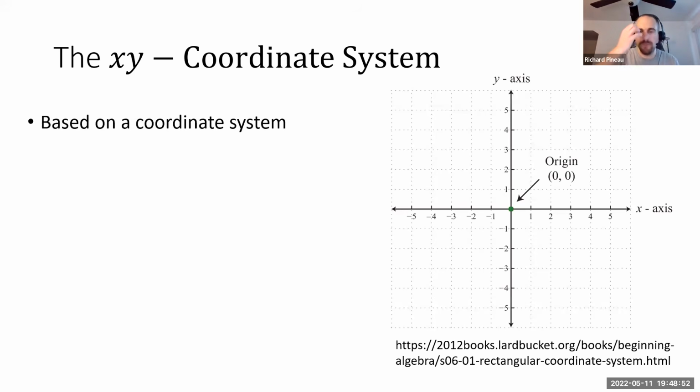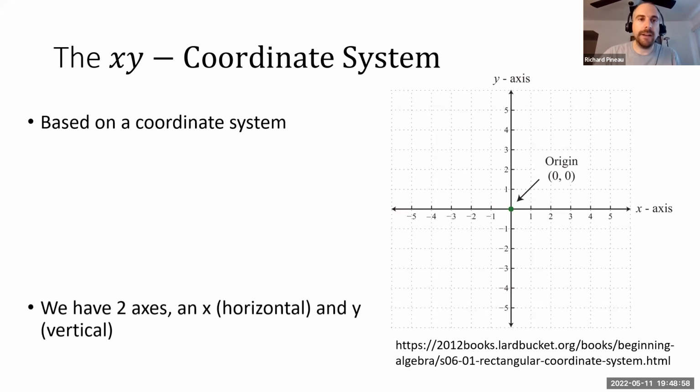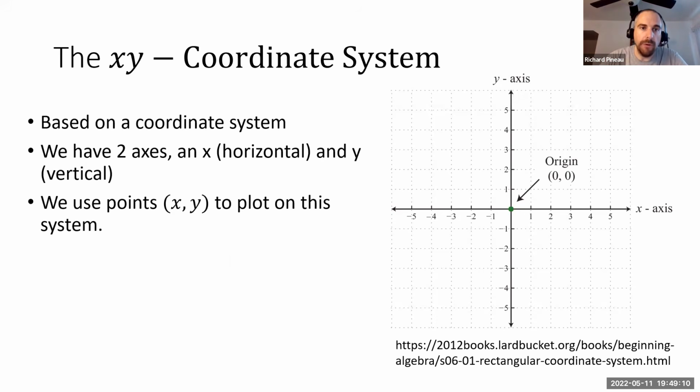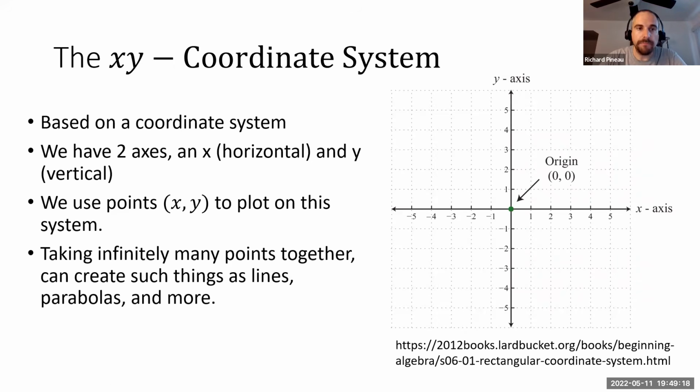A few background pieces of information. This is based on a coordinate system. We have two axes, an X axis and a Y axis. The X is the horizontal, the left to right. The Y is the vertical, the up and down. They're labeled in the diagram at the right. We use points X and Y to plot on this system. The XY is sort of the location, if you will, in the coordinate system.